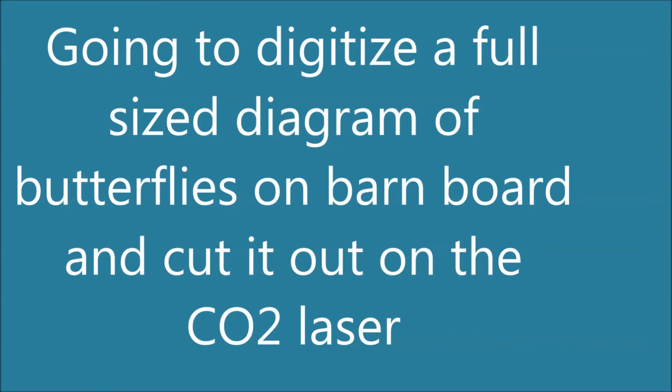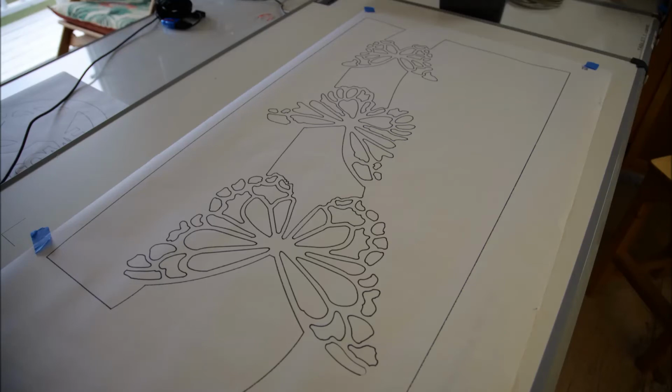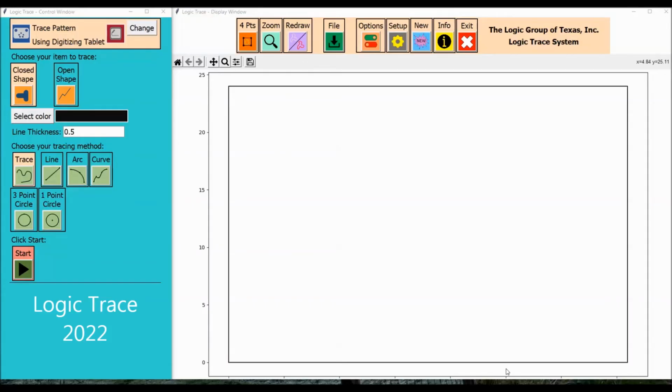Going to digitize a full-size diagram of butterflies on a barn board background. This is the full-size paper diagram. Here we're seeing the new Logic Trace 2022.